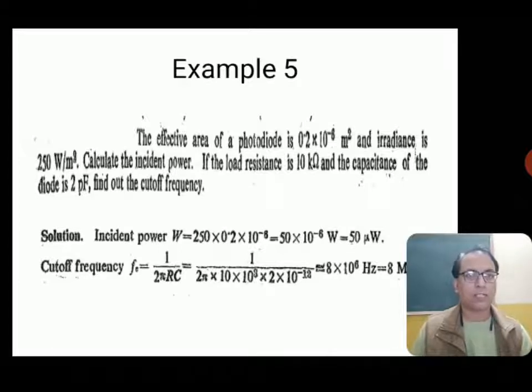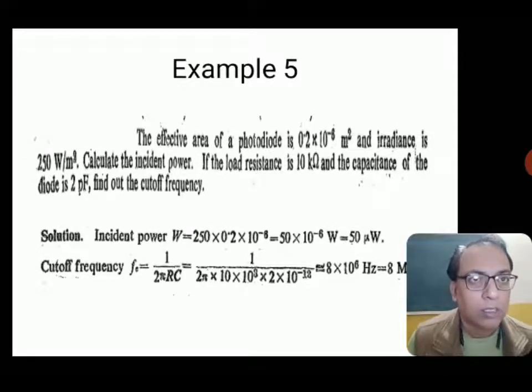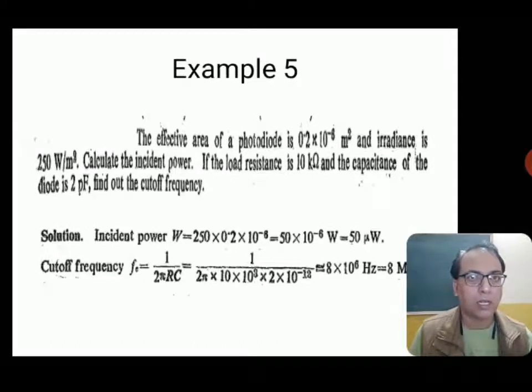The irradiance is given as 250 watt per meter square, and when it is multiplied by the photodiode effective area of 0.2 into 10 to the power minus 6, you will get 50 microwatt. So the incident power on the photodiode area is 50 microwatt.